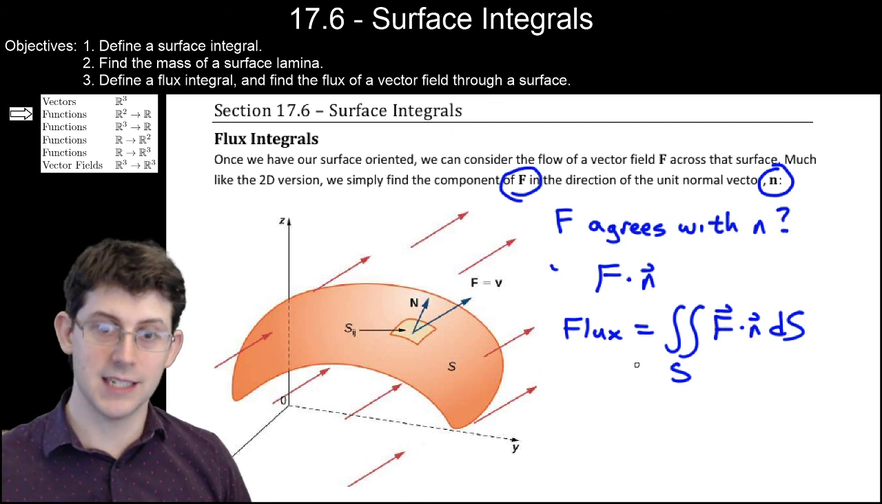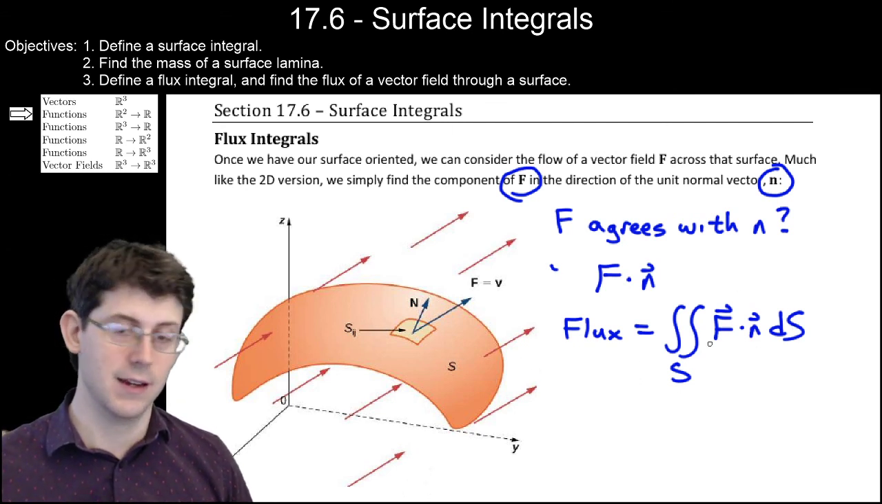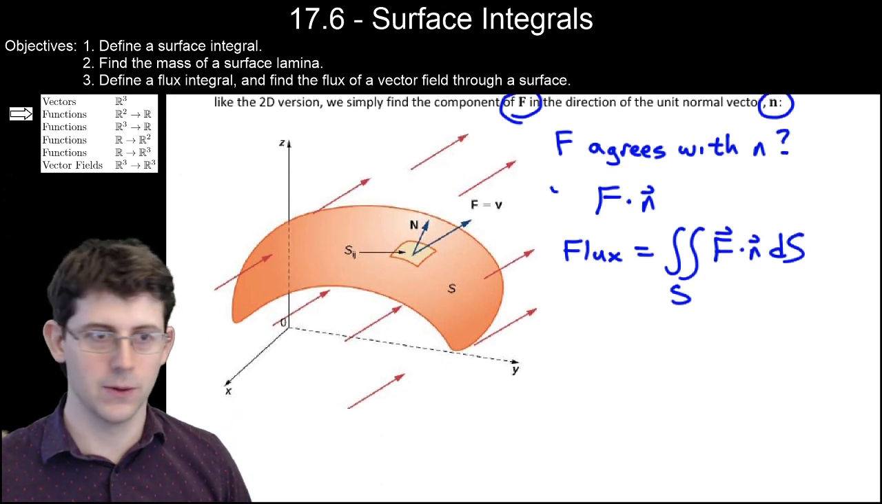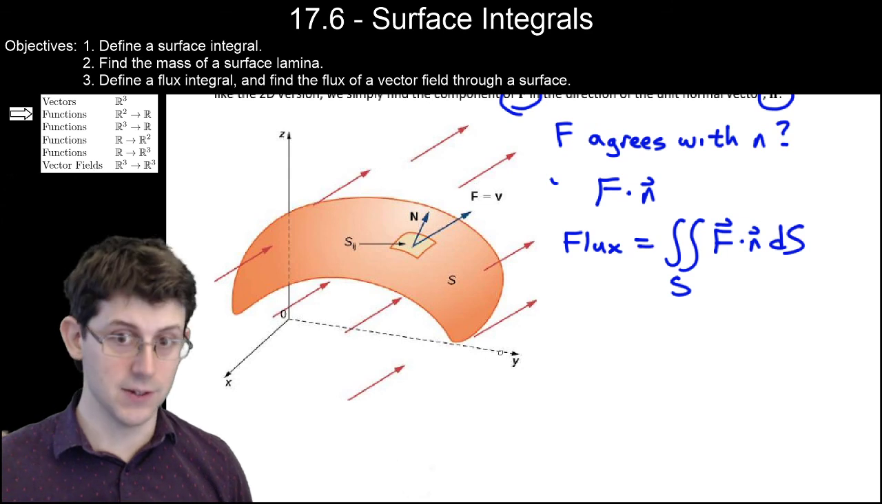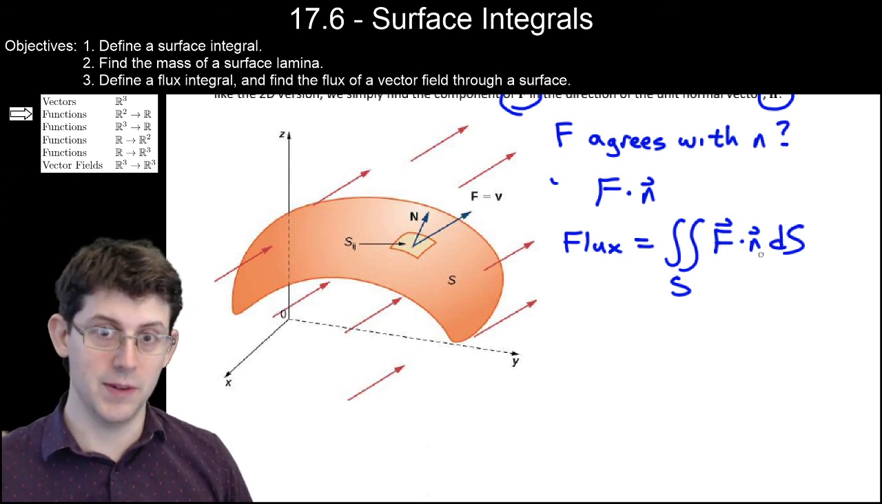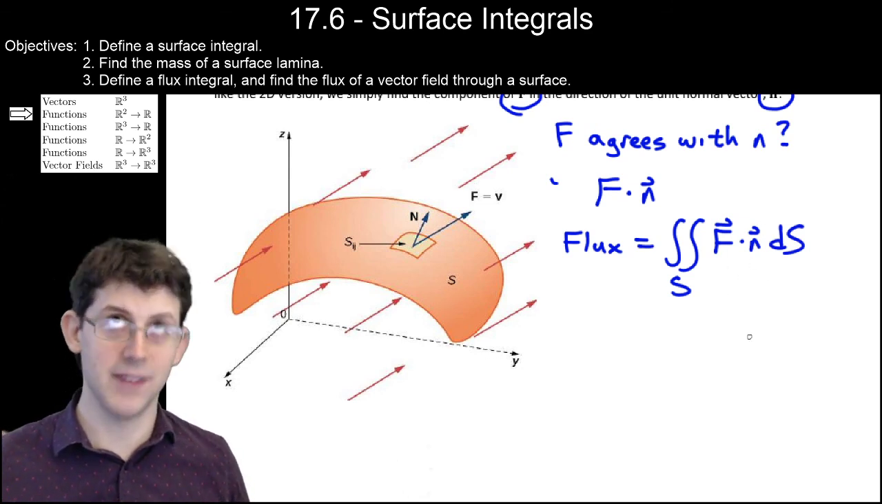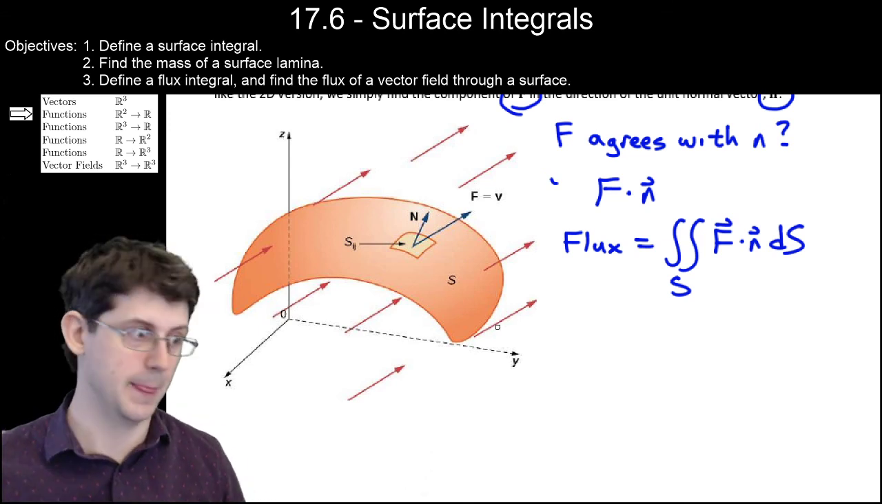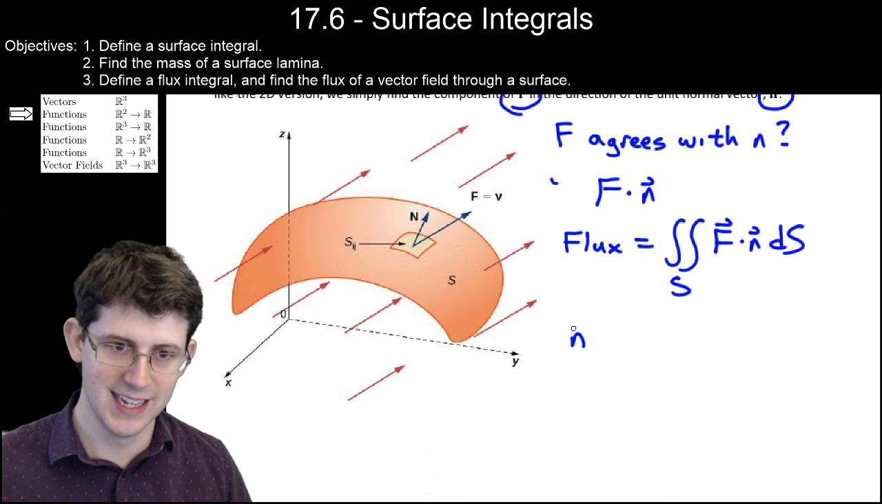So this will be my flux integral in 3 dimensions. The main challenge here is that we will need a normal vector n to dot with. So how do we do that? I have good news. The good news is that this normal vector n, well, how do you get a normal vector to a surface? You take 2 vectors in the surface and you cross them. So here's my normal vector n.